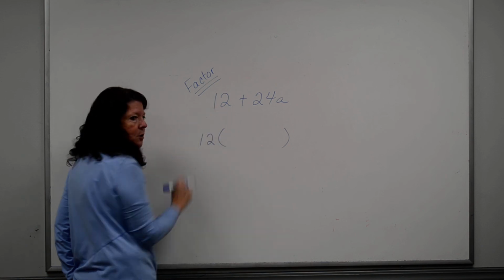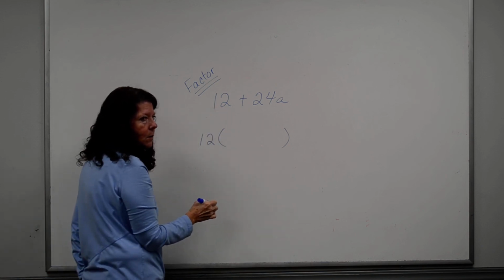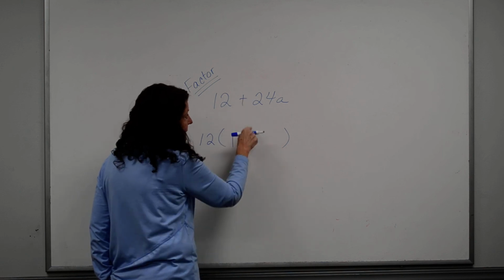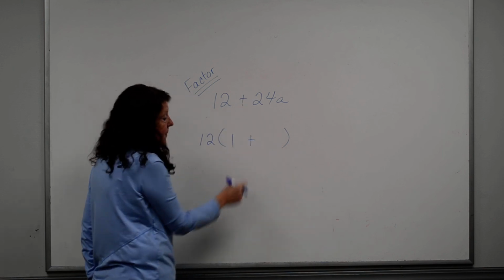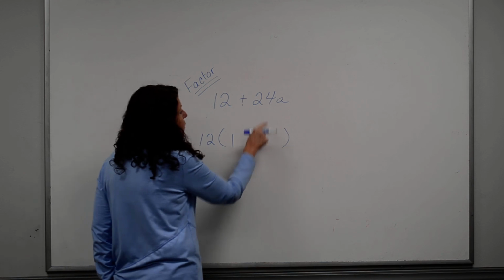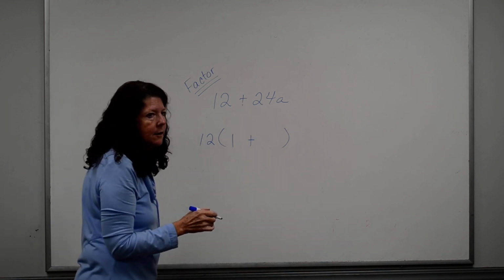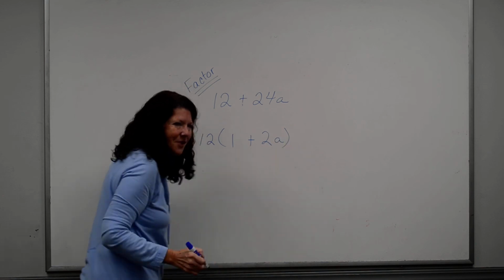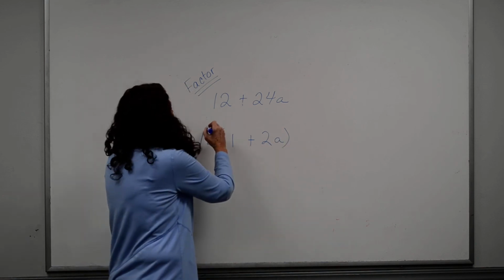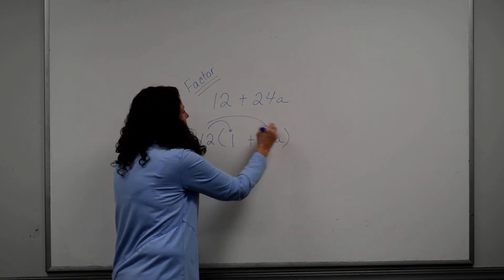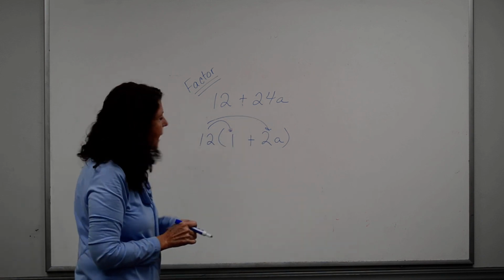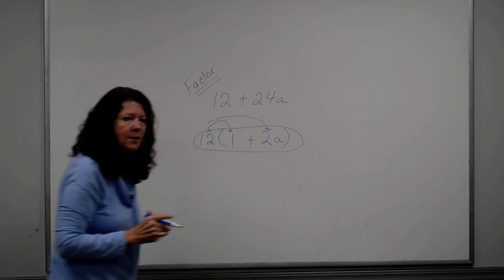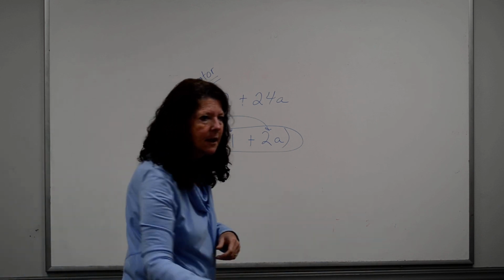12 times what equals 12? 1. I bring down the, whatever, if that's plus, I bring that down. If it's minus, I bring that down. 12 times what gives me 24a? 2a. I have to have the a there because I have to be able to do the distributive property and get that. Okay? So this right here is my answer as far as factoring it goes. Okay? Does that make sense?